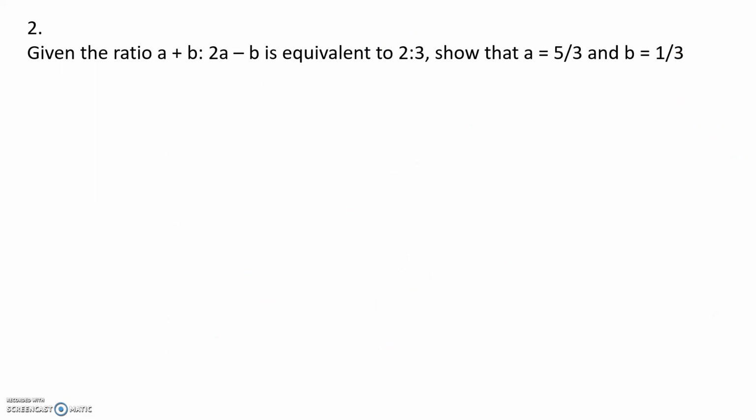Okay, number 2, a ratio question. Given the ratio a plus b to 2a minus b is equivalent to 2 to 3, show that a equals 5 thirds and b equals 1/3. I should put those in as fractions, sorry.